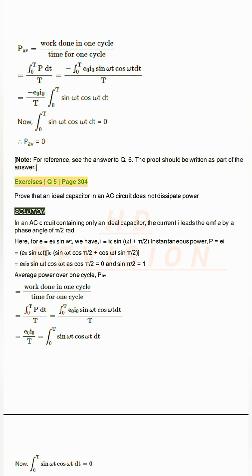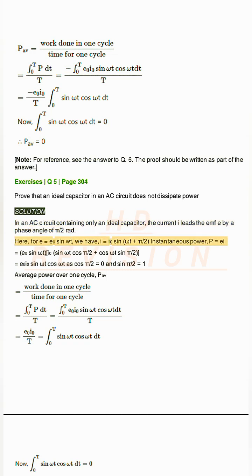Exercises Q5, page 304. Prove that an ideal capacitor in an AC circuit does not dissipate power. Solution. In an AC circuit containing only an ideal capacitor, the current I leads the EMF E by a phase angle of π/2 radians.